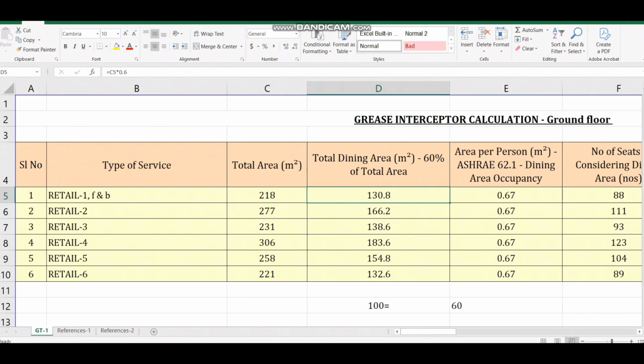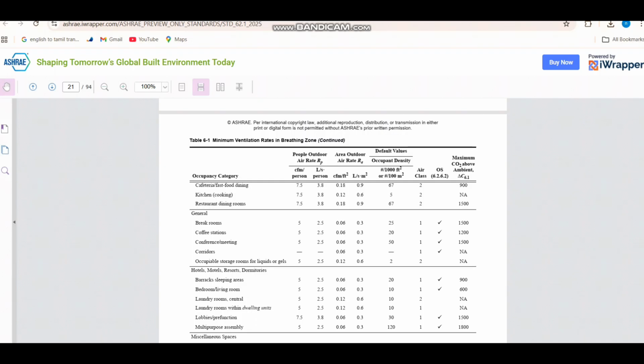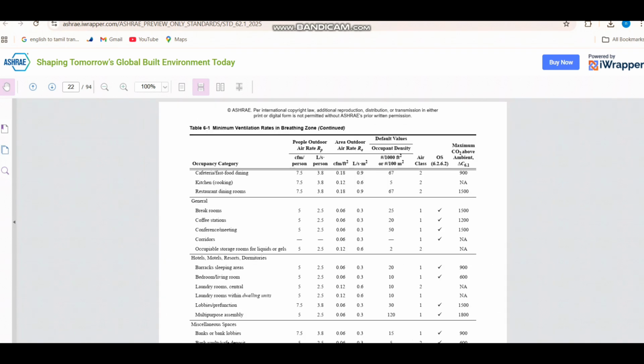After this, we need to see how many people we need to consider for the dining in 100 square meters. For this, I am going to use ASHRAE 62.1, the 2025 revision. Here you can see for the restaurant dining area, we need to consider 67 people per 100 square meters. This is one of the very important things I want to highlight here.